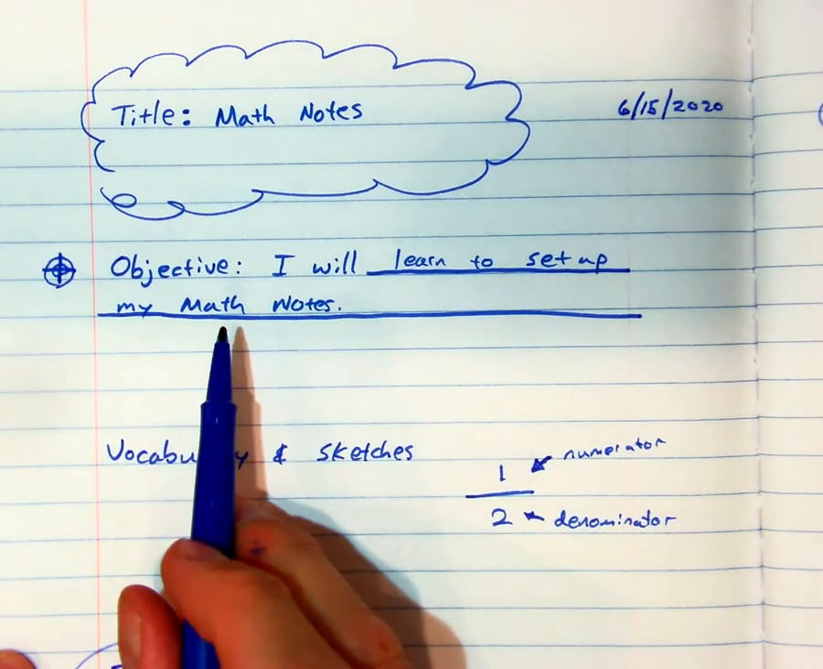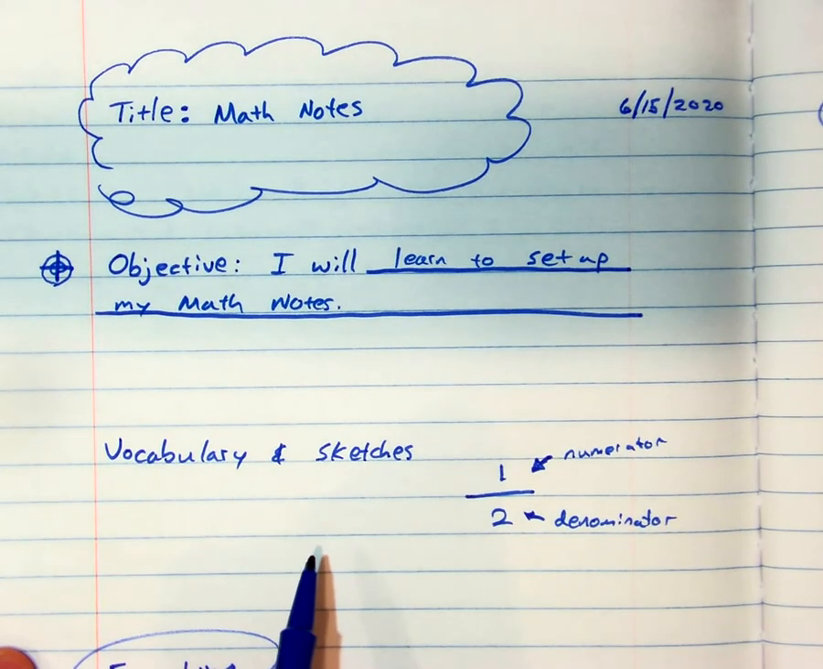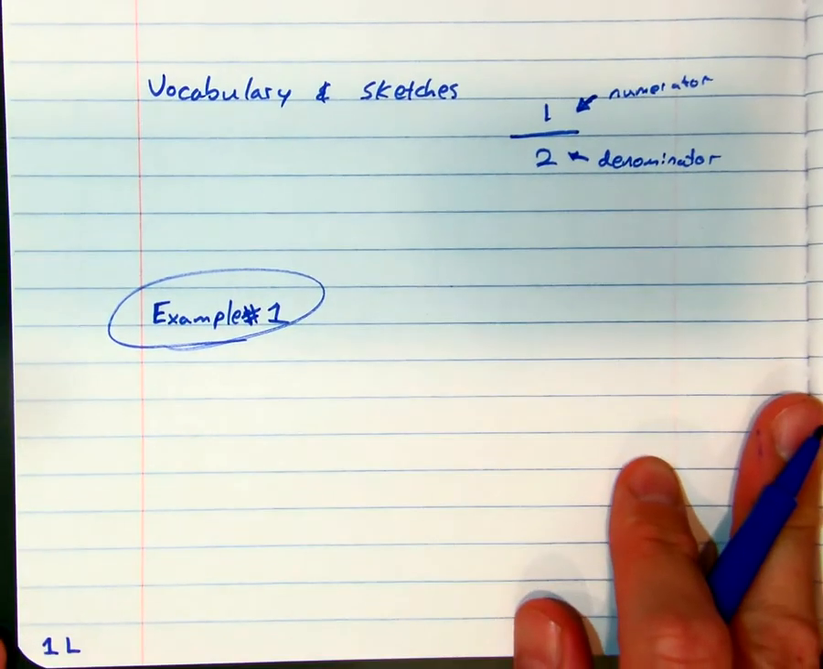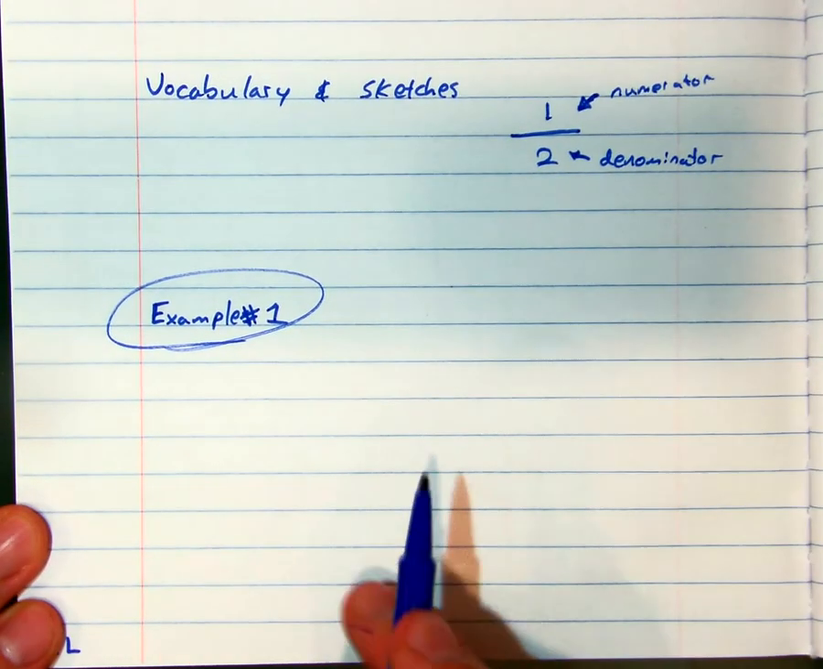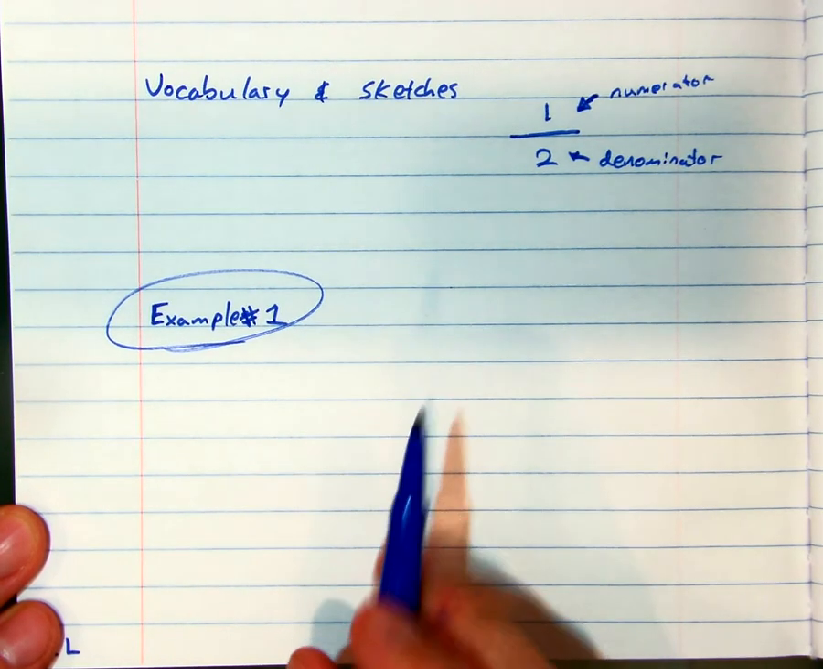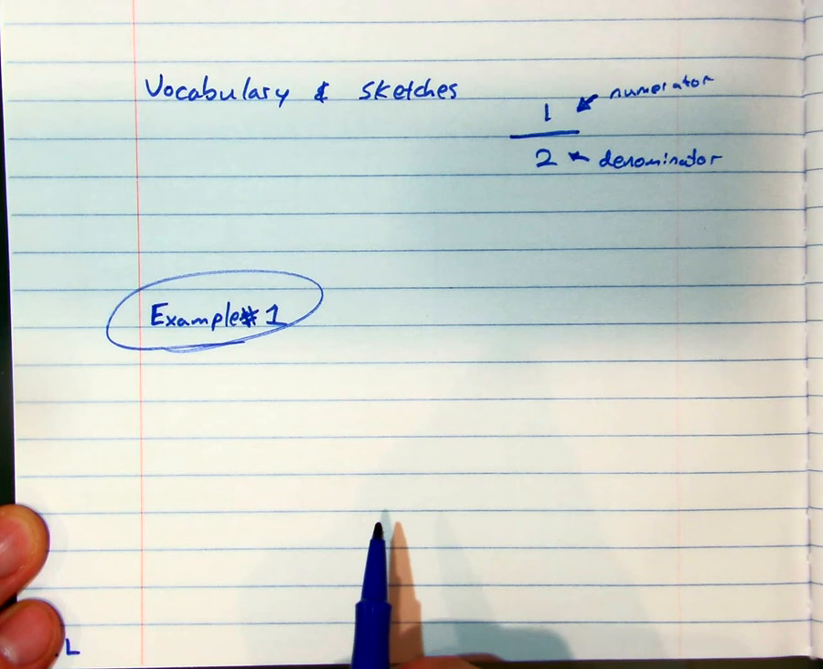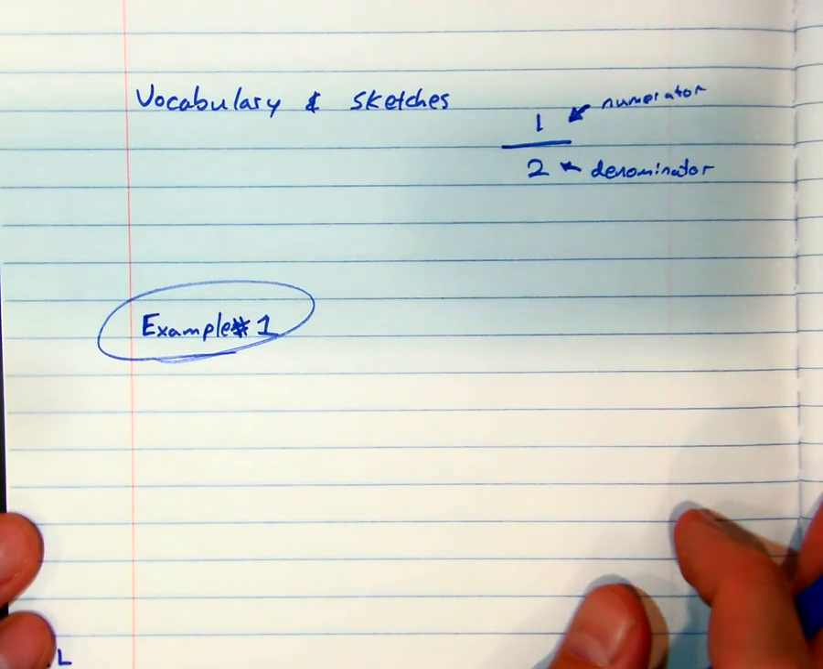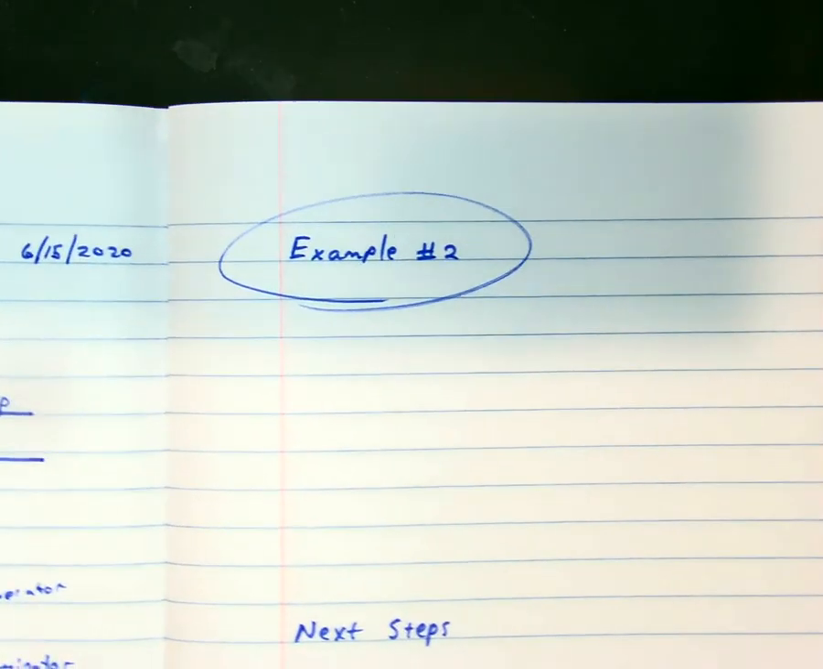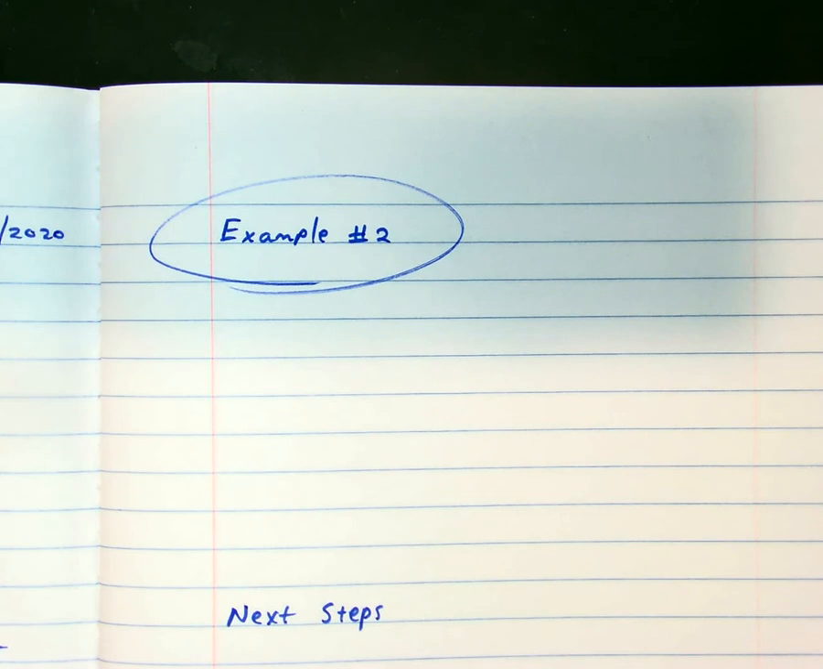Once we have our objective and the language that we're going to use to meet that objective, I typically will give you an example at the bottom of 1L. This might be a word problem, or a step-by-step breakdown of how to solve a problem. Typically when we do math, there are variations of each type of problem, so we might need a second or third example. They would move over to 1R. And lastly, we're going to have next steps.